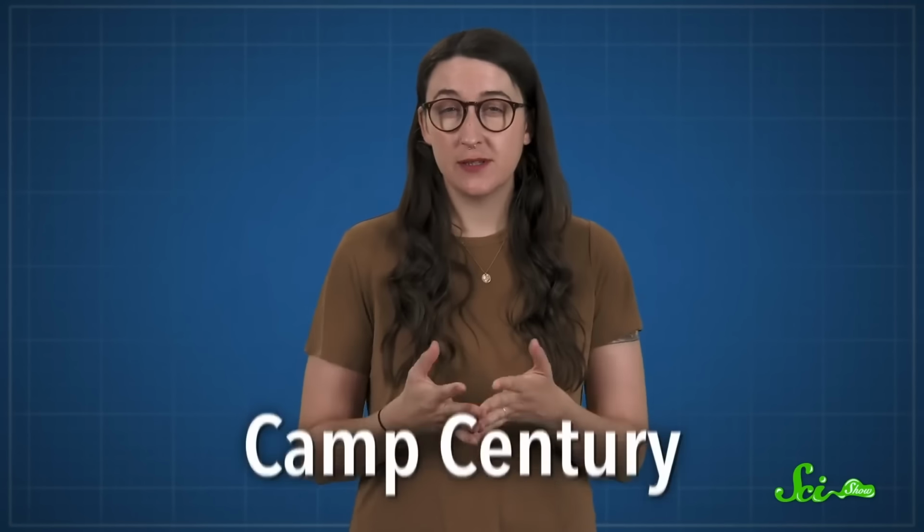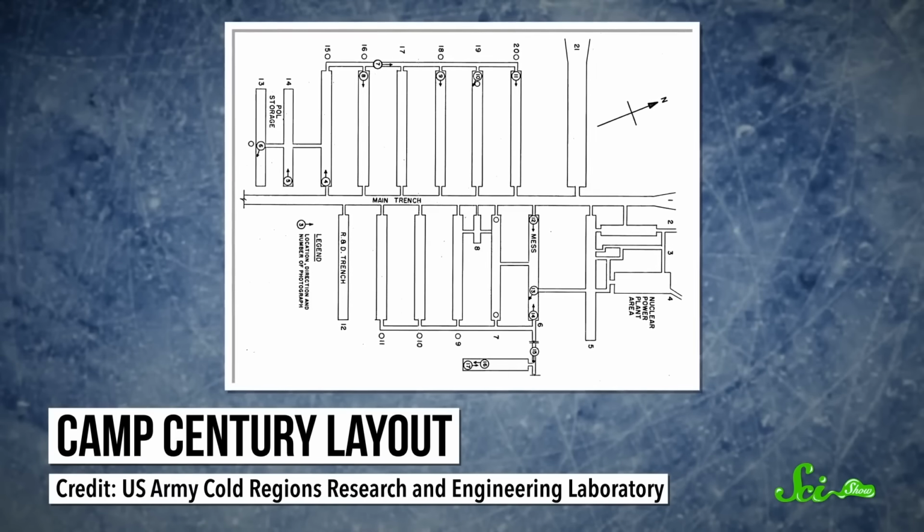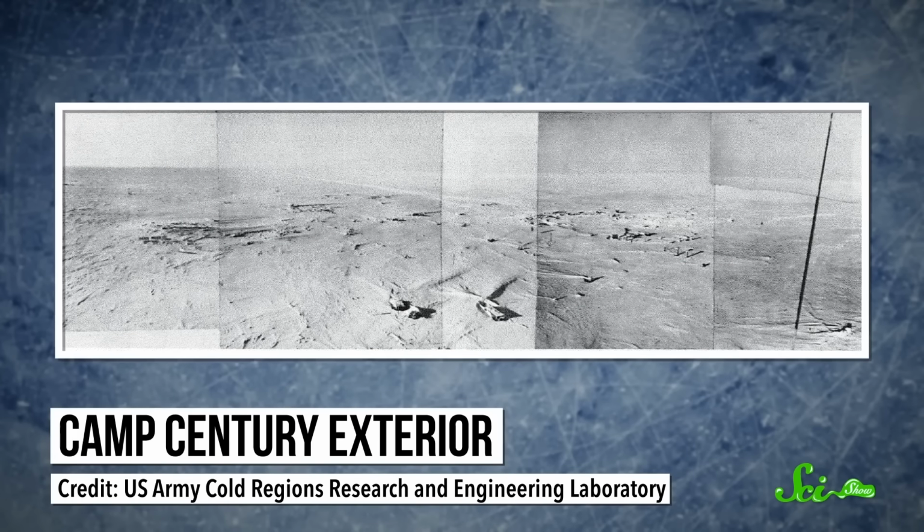And while science wasn't its primary goal, Camp Century was the source of the first long ice core ever acquired. An ice core that opened the door to the history of Earth's climate. Oh, also, Camp Century wasn't built on the ice sheet, but inside it. Camp Century wasn't the only US base in Greenland, but it was the only one completely underground.